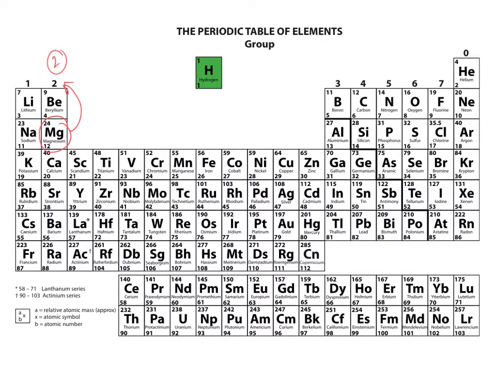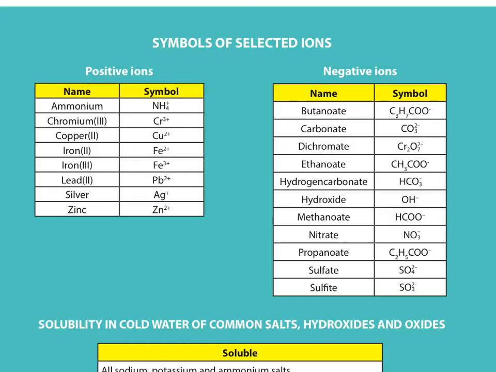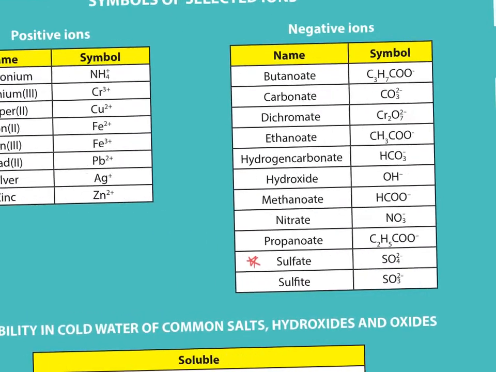So have a look at the back of your periodic table. Just be really careful because at the bottom there's sulfate and then sulfite. Sulfite has 1 less oxygen in it, so just be really careful. So there it is there in the negative ions.